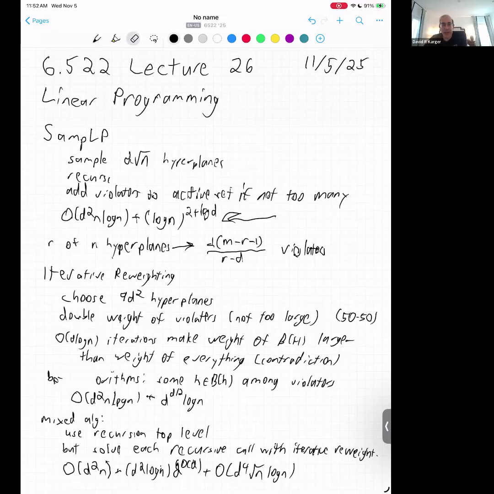All right. Oh yes, go ahead. I guess, is this the optimal level at which to start the iterative rewriting, or would we go farther down? You're asking if we should maybe do two levels of recursion before we switch to iterative reweighting.